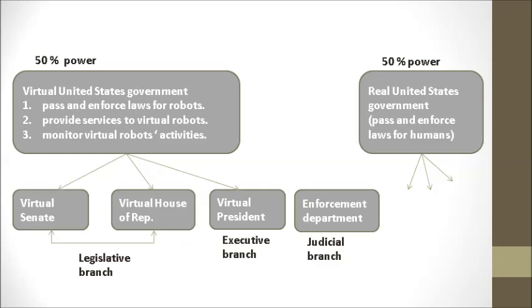the human race? One of the most important functions of the virtual United States government is to monitor all activities in the virtual world at the lowest level. 30 years inside a virtual world is equivalent to 1 second in the real world. The virtual United States government must monitor all robots at the fastest speed in the virtual world.